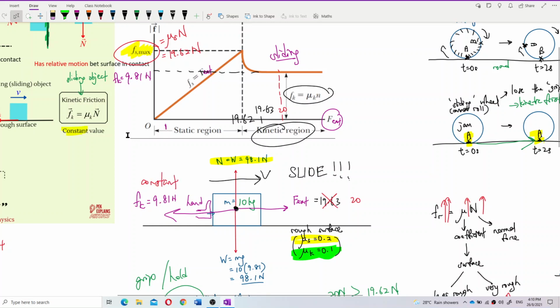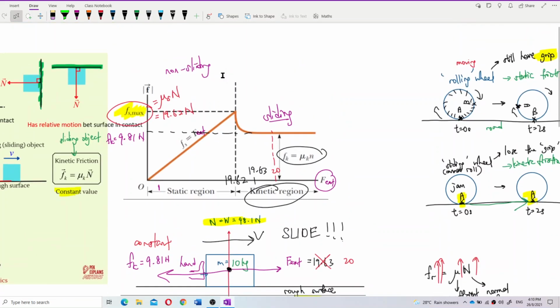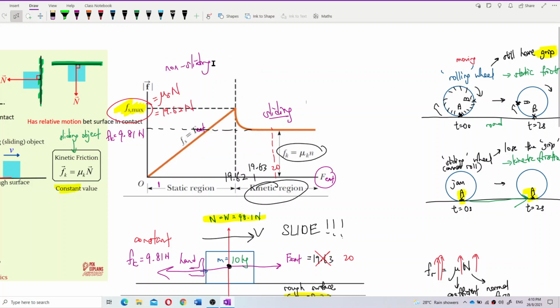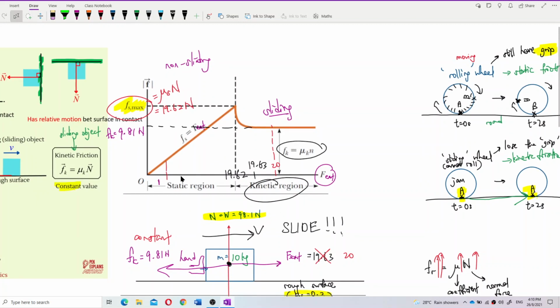Last time, when non-sliding, the friction equaled the external force. The external force increases, friction also increases. But this time, the external force increases, the friction is constant. You see that the friction is constant at 9.81.